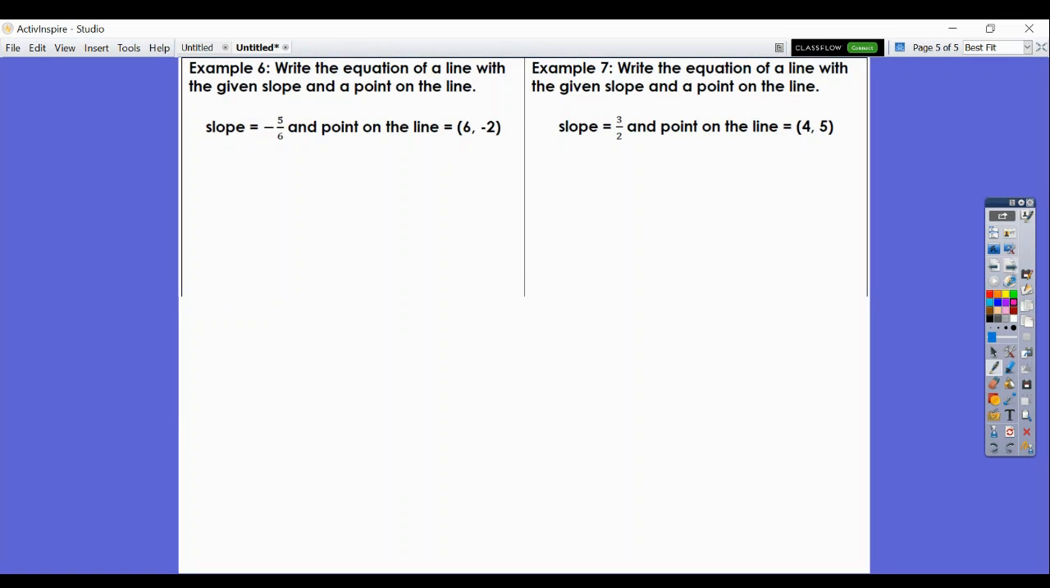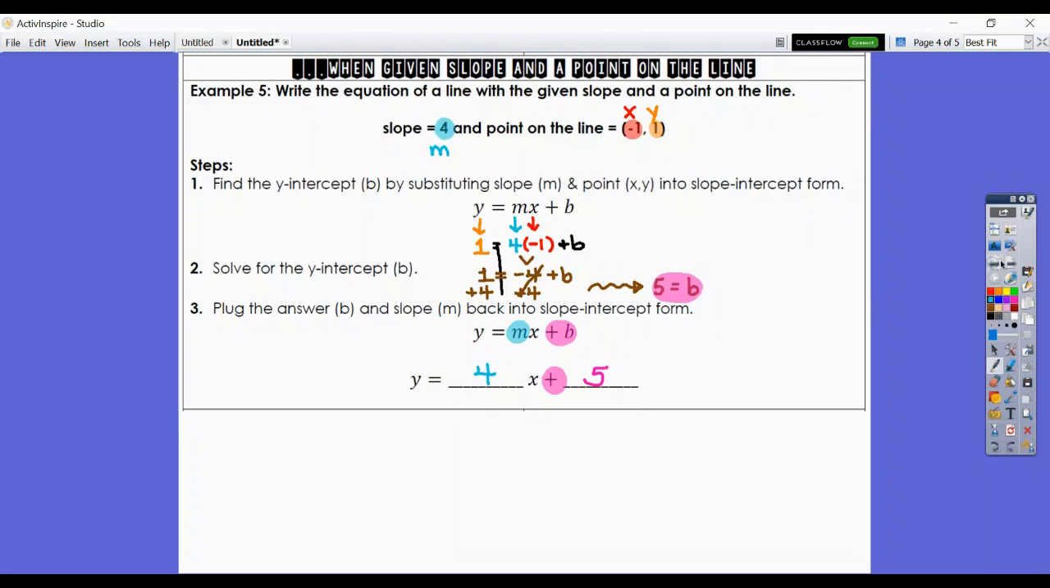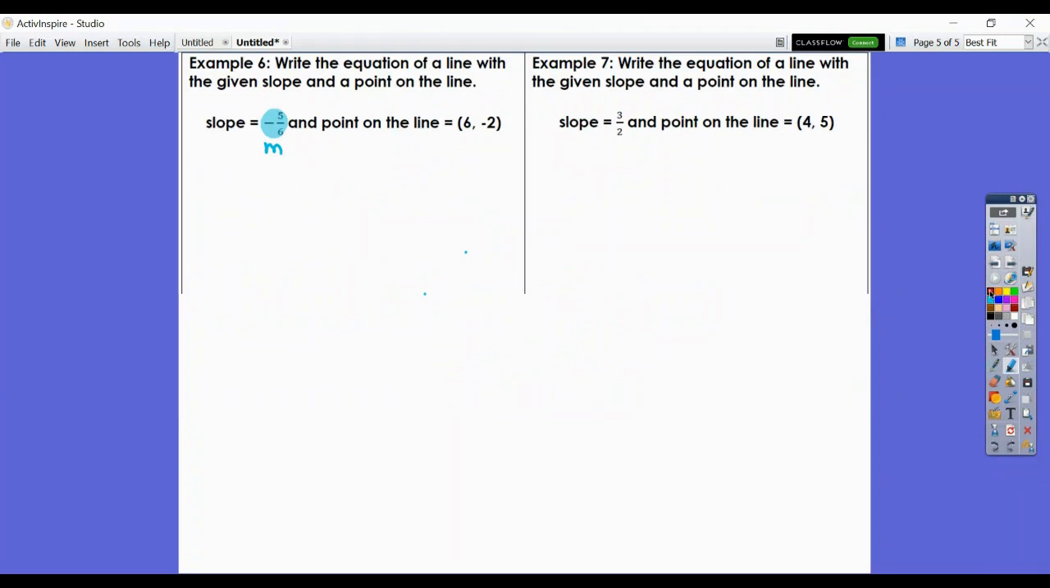Next example here, number 6, we want to write the equation of a line with the given slope and a point on the line. Again, we go ahead and identify that m is going to be negative 5 over 6. And then our x in this case is going to be a positive 6. And the y is going to be negative 2. I go ahead and label everything I'm given appropriately. Points are always x comma y, and our slope is always m.